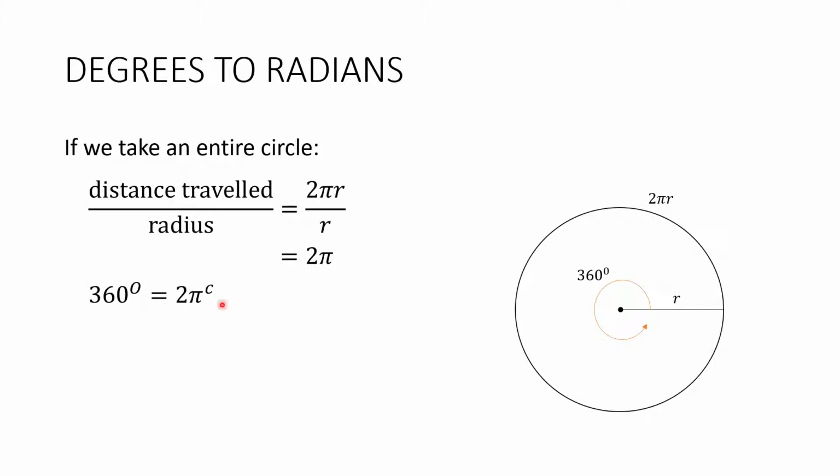You can see here that I've written a little c, and that's a symbol for radians. So 360 degrees is equivalent to 2 pi radians. Simplifying that down, we have this relationship. 180 degrees is equal to pi radians.